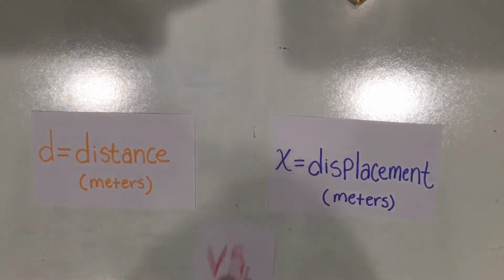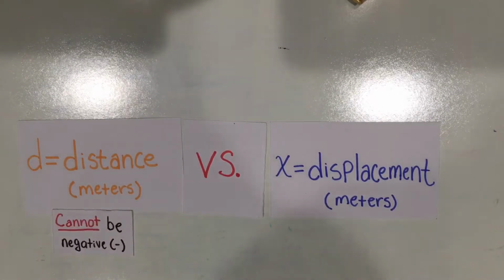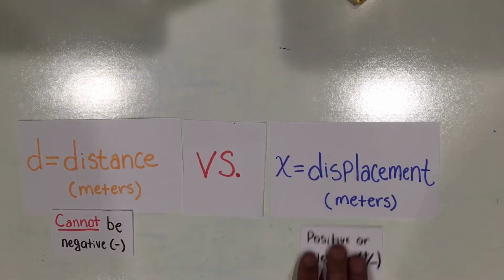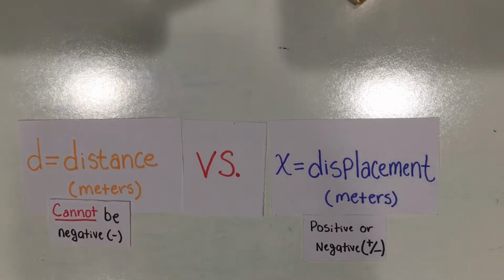So something very important to keep in mind about displacement and distance is that distance can never be negative, but displacement can be negative. This is simply because distance does not show direction, but displacement does. So if your displacement is negative, then it is simply saying that you went backwards or in the opposite direction of the axis, but you can never say that you traveled a negative distance.